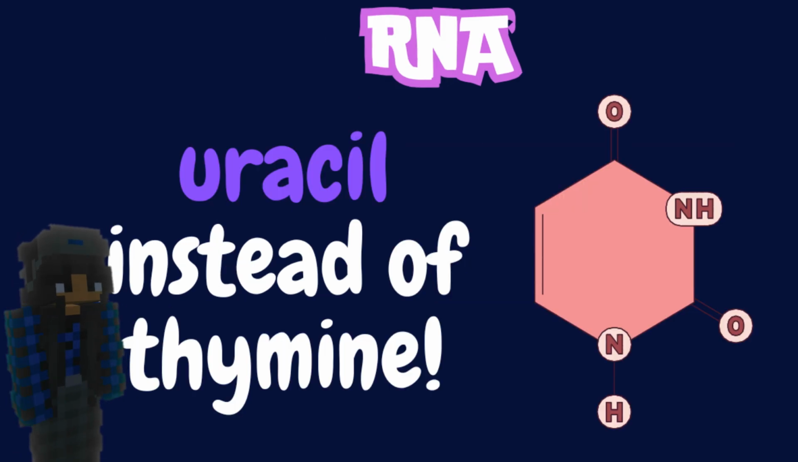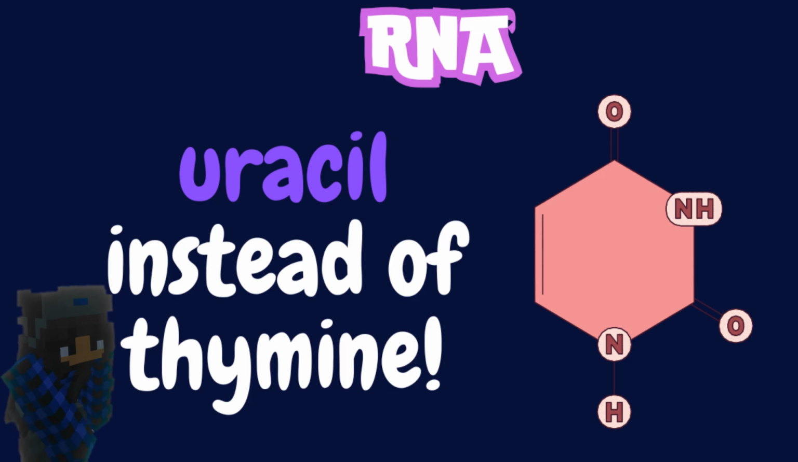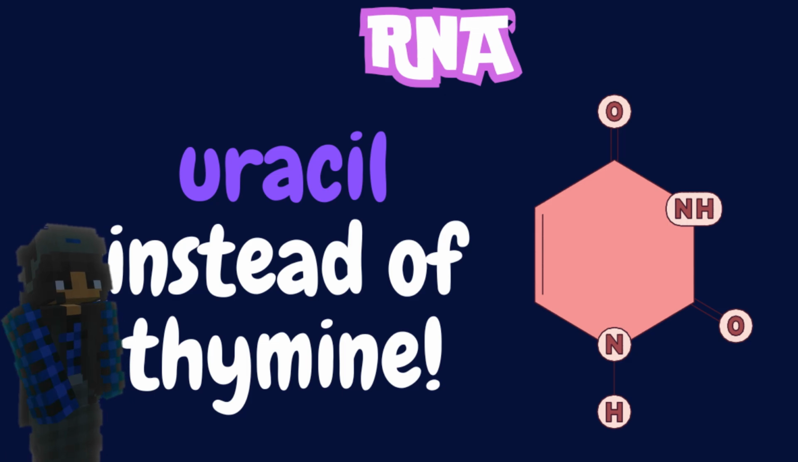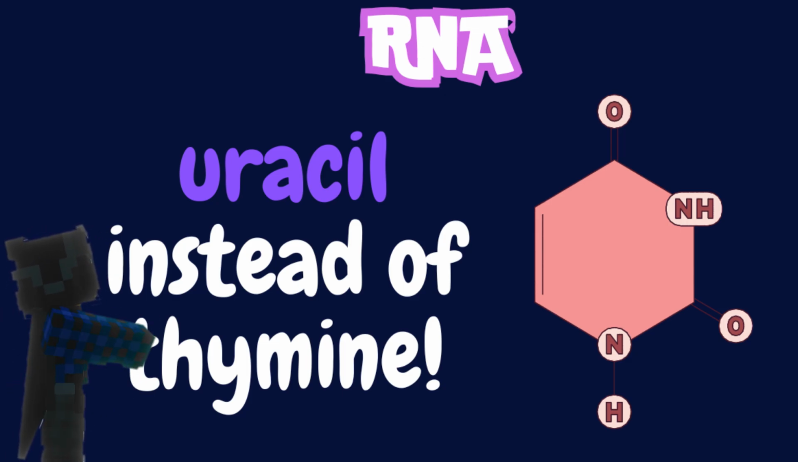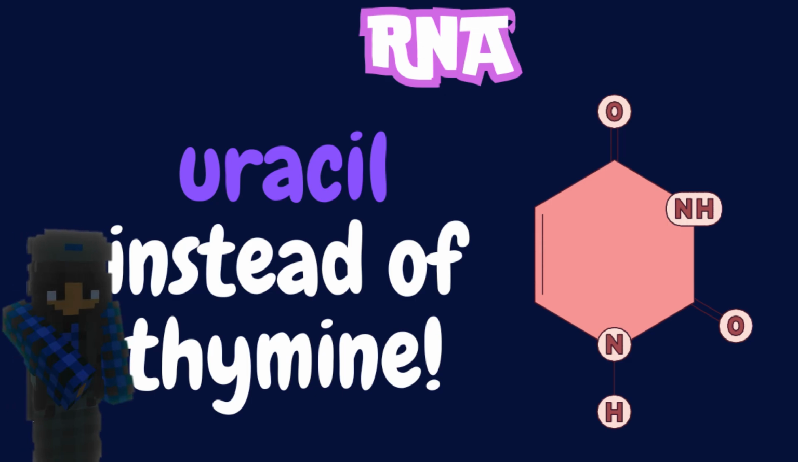Now, let's talk about the bases. DNA uses 4 nitrogenous bases: adenine, thymine, cytosine, and guanine. But RNA is a tad bit different. Instead of thymine, it uses uracil. That's why when RNA pairs with DNA during transcription, which I'll talk about in another video, you'll see that adenine pairs with uracil, not thymine.